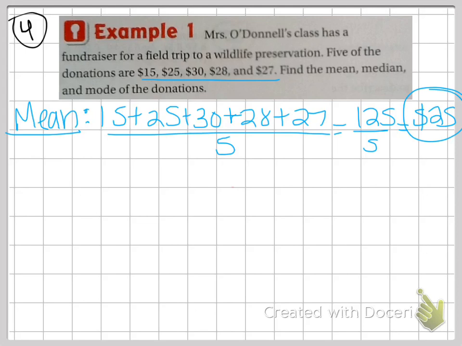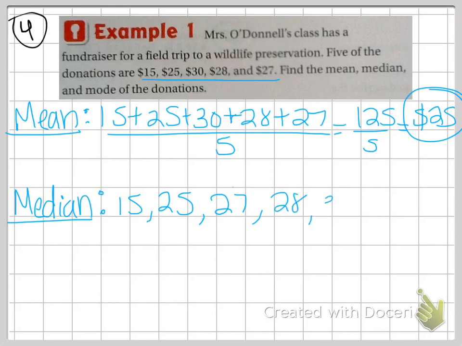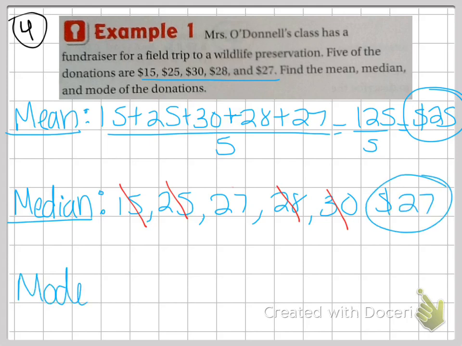The median: $15, $25, $27, $28, and $30. Let's start getting the middle. And there we go. $27 is our median. Now for the mode, we're looking for any repeated values. And since we don't have any repeated values, they're all only listed once, there is no mode for this set of data.